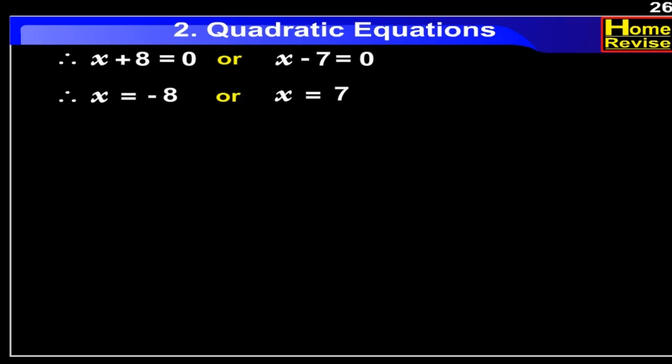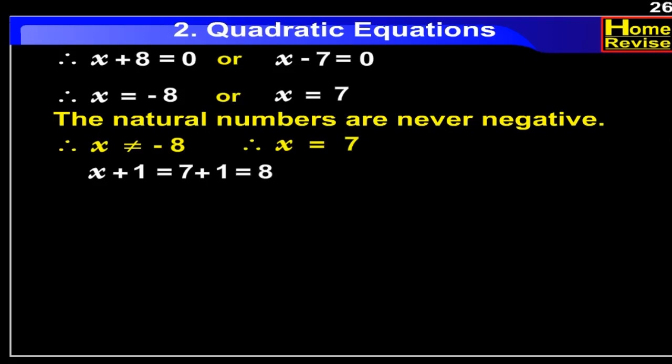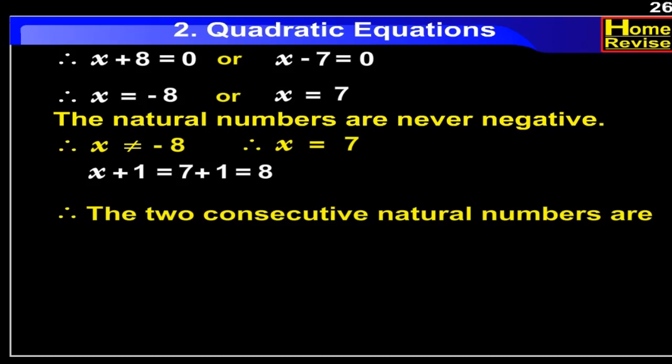But we know that natural numbers are never negative. So, x is not equal to minus 8. Therefore, x is equal to 7. And x plus 1 is equal to 7 plus 1, which is equal to 8. Therefore, the two consecutive natural numbers are 7 and 8.